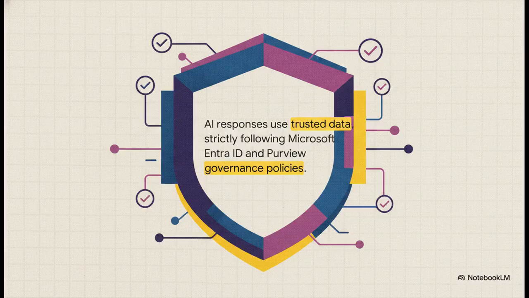Now, I know exactly what some executives might be thinking. Is this AI going to leak our sensitive data or just hallucinate crazy answers? You can rest easy. The AI responses use your trusted organizational data, strictly following your existing Microsoft Entra ID and Purview governance policies. This includes all your role-based access controls and your sensitivity labels. It does not train on public data. It operates securely and strictly within the permissions framework your organization has already set up.